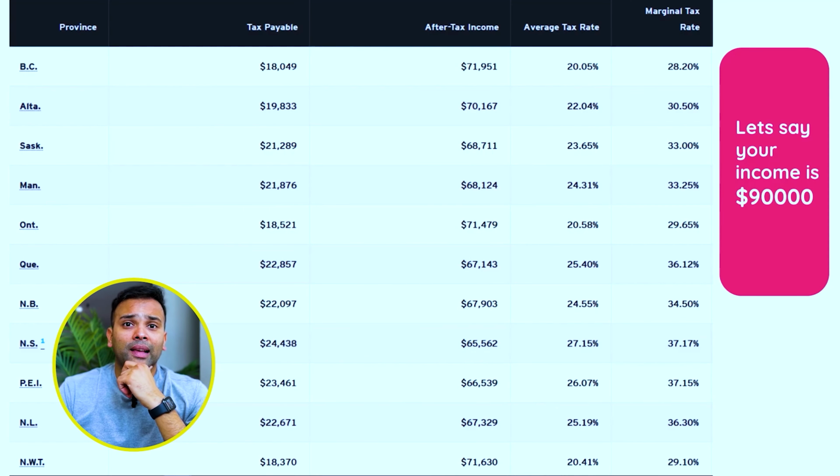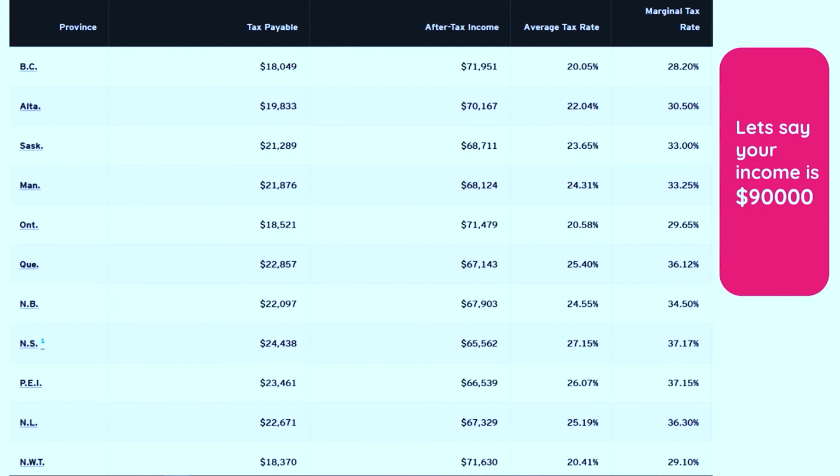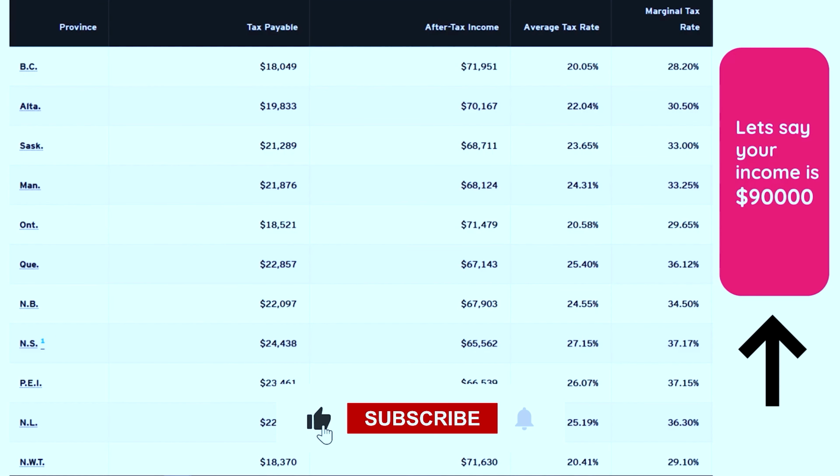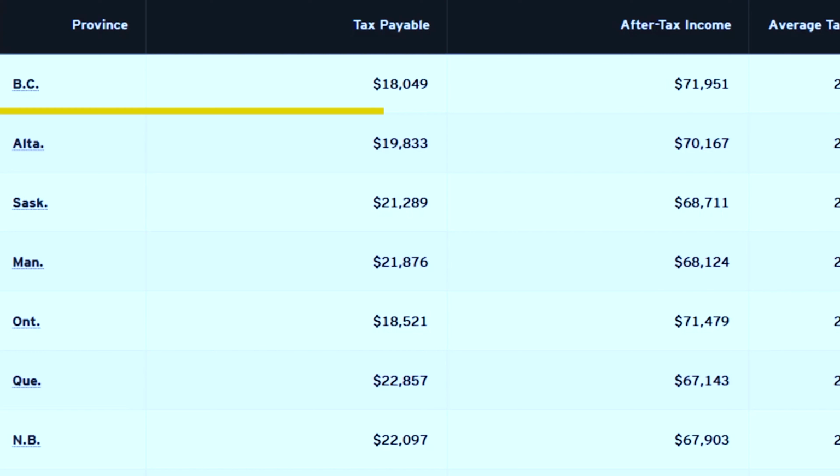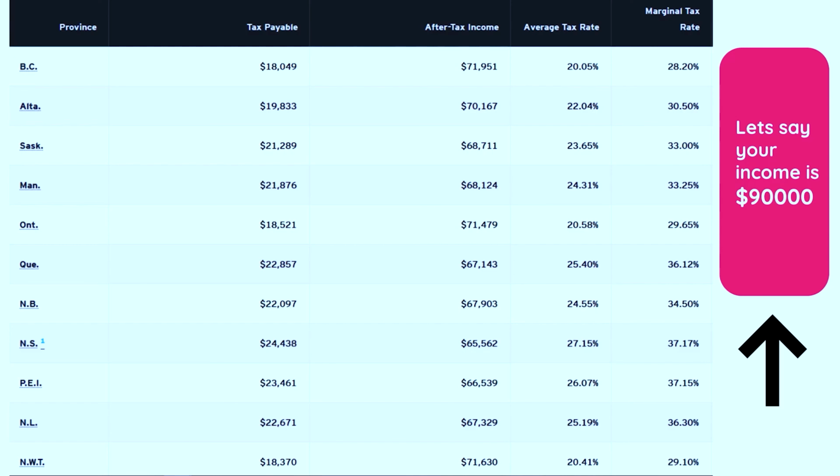Let's take a look at an example here on the screen, guys. Let's say you're making a $90,000 salary. On the screen you see how much income tax you will pay in the province you live in, and what your marginal tax rates are. Let's take a look at the example of British Columbia. If you're living in British Columbia, you will pay $18,049 on a $90,000 salary, and if you don't invest anything into RRSP, that's the taxes you will pay.